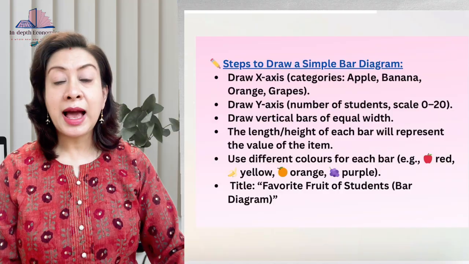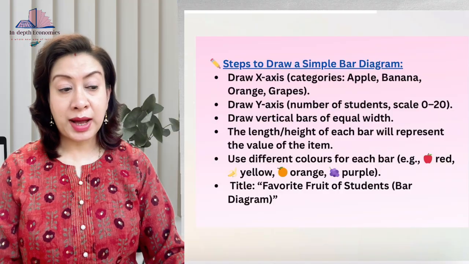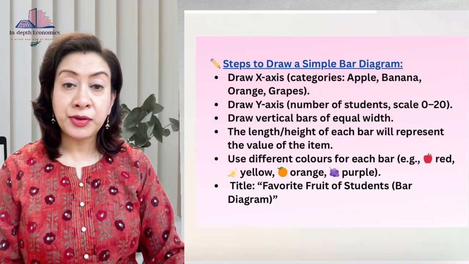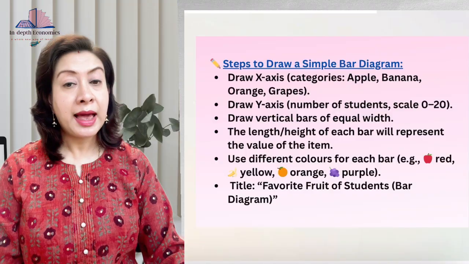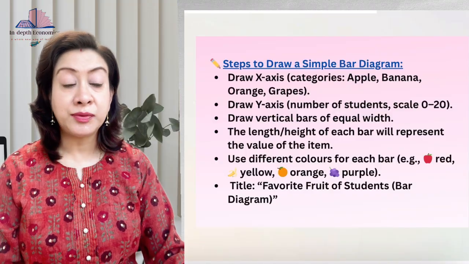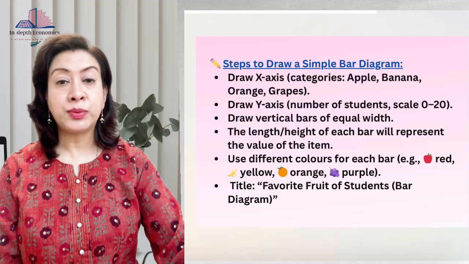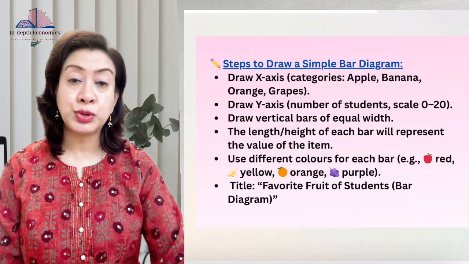So we will have to label the x and y axis. Along the x axis we will be labeling different categories of fruits, and along the y axis we will be scaling it for the number of students. So we are scaling it from 0 to 18.